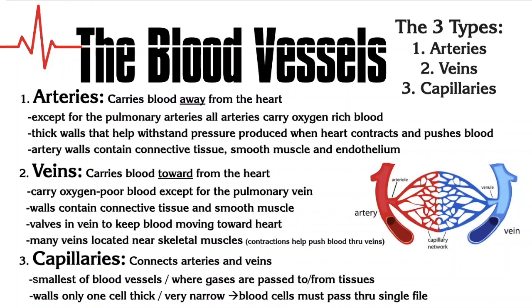This connects the arteries to the veins. This is usually going to be at the cells. These are the smaller blood vessels where gas exchange is passed to the tissues or from the tissues, so oxygen to the tissue and carbon dioxide from the tissue. The walls are very small, only 1 cell thick. So that means the blood cells, the specific red blood cells, have to go single file through capillaries since they're so small.